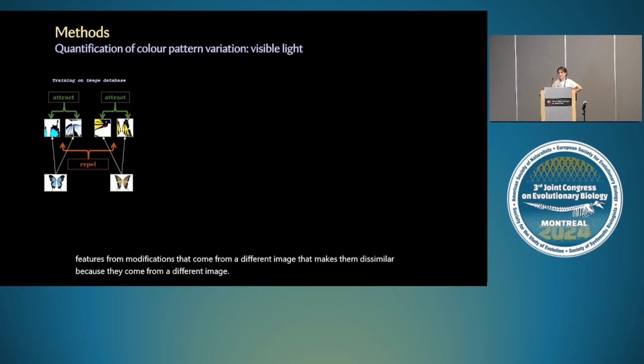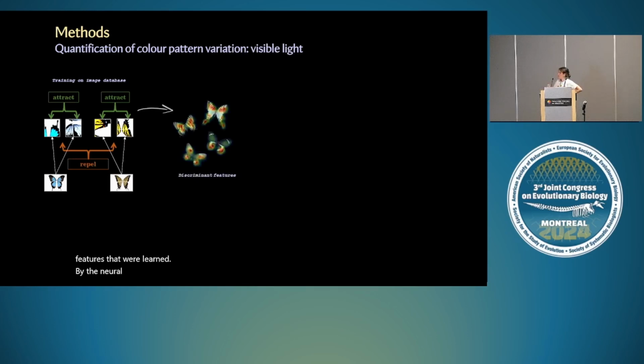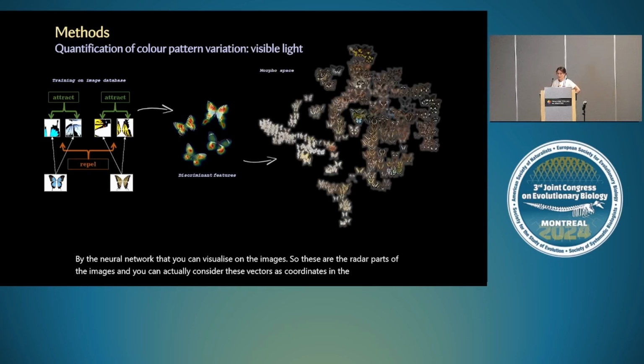So at the end of the training, what you get is a vector that represents all those discriminant features that were learned by the neural network, that you can visualize on the images. So these are the redder parts of the images. And you can actually consider these vectors as coordinates in a multivariate morphospace. And so here is a projection of the learned morphospace for the visible light pictures using this method.